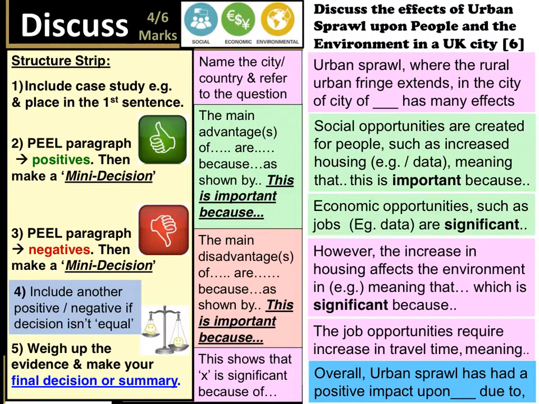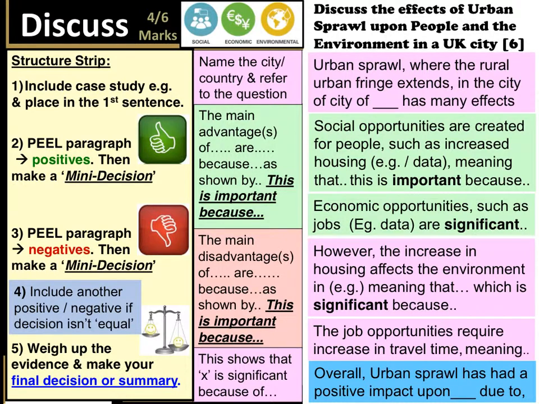Another aspect might be economic opportunities. Again, that affects people. So there might be jobs that are created on the edge of the rural urban fringe where urban sprawl takes place. Give an example of the types of jobs, maybe a place you've studied. Again, a mini decision. This is significant because.